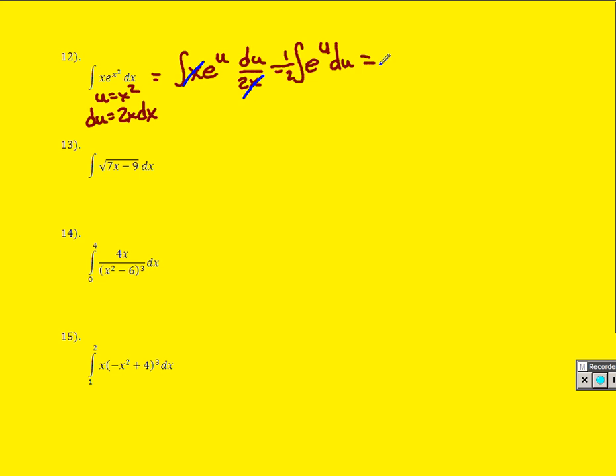And same thing as before. The integral of e to the u is just e to the u. So I can essentially get rid of my integral here. 1/2 e to the u plus c. I don't want u. I need it to be back to x squared. So 1/2 e to the x squared plus c.